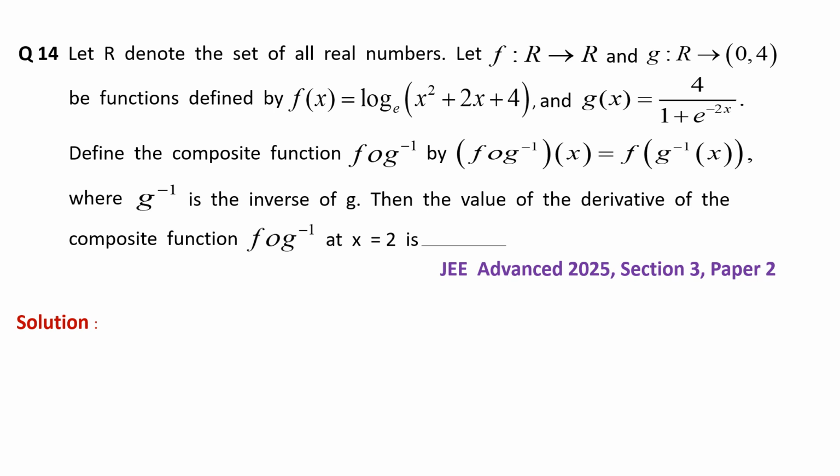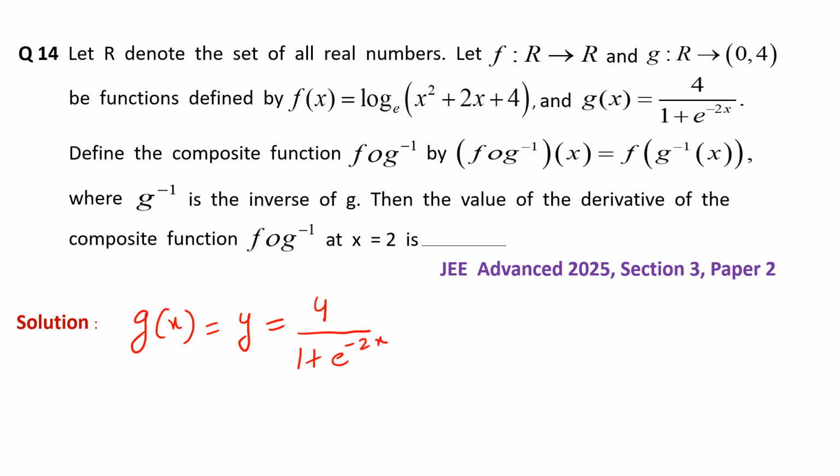Now students, in this question, first of all, we have to find the inverse of the function g of x. After finding the inverse of g of x, we have to find the composite function f of g inverse x. Then we have to differentiate it and put x equal to 2 in its derivative, right? Now let's find the inverse of the function g of x. I am putting g of x equal to y, and this is equal to 4 upon 1 plus e to the power minus 2x.